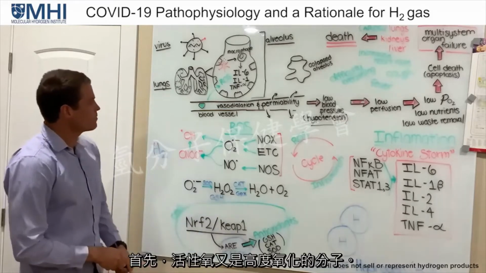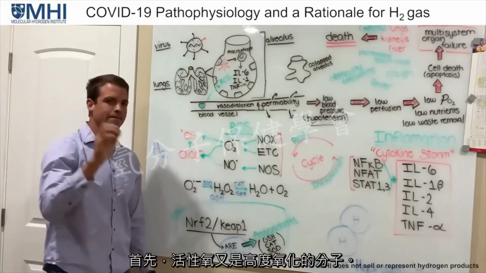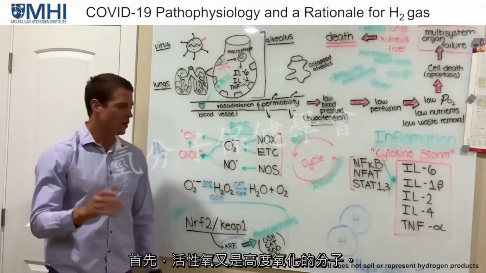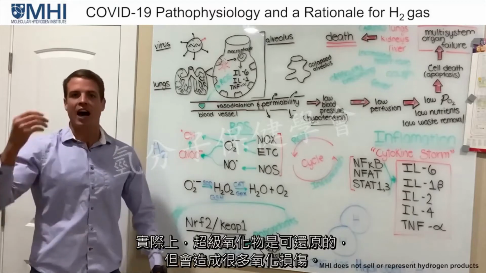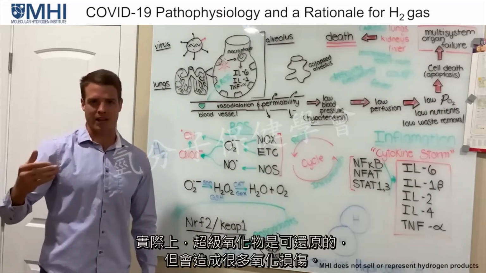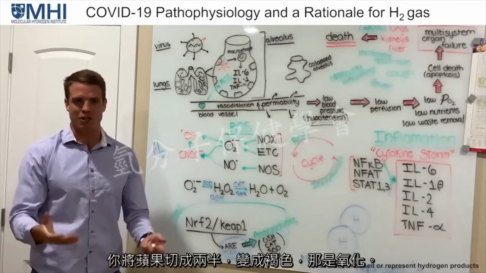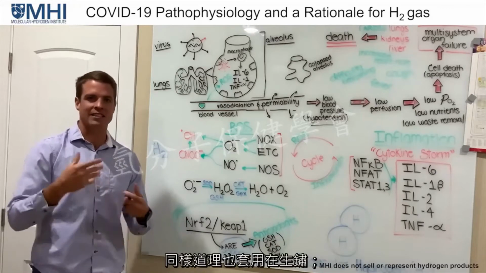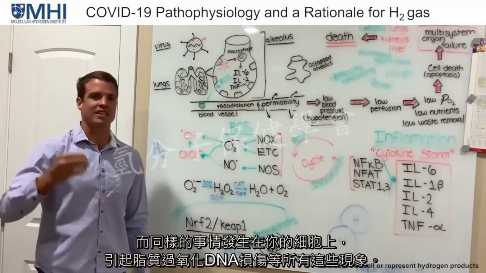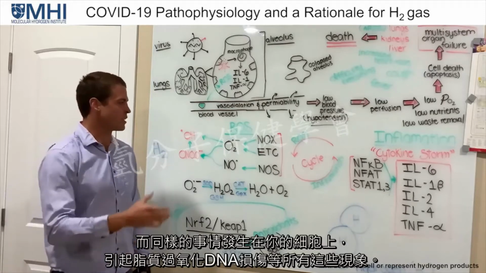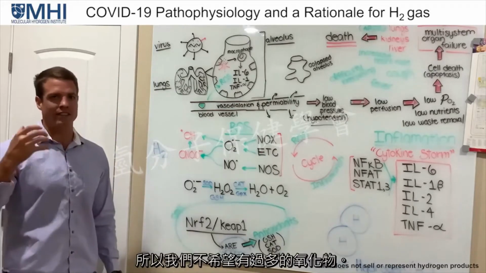Okay, so first, reactive oxygen species. Again, these are very oxidizing molecules. Well, actually, superoxide is reductive, but the point is they cause a lot of oxidative damage, okay? You cut your apple in half and it turns brown, that's oxidation, that's damage, it's rusting. And that same thing happens to your cells. It causes lipid peroxidation, DNA damage, all of these things. So we don't want to have an excessive amount of that.